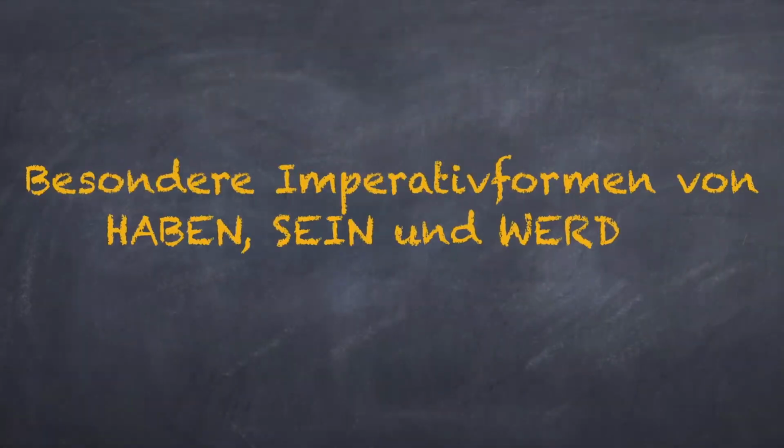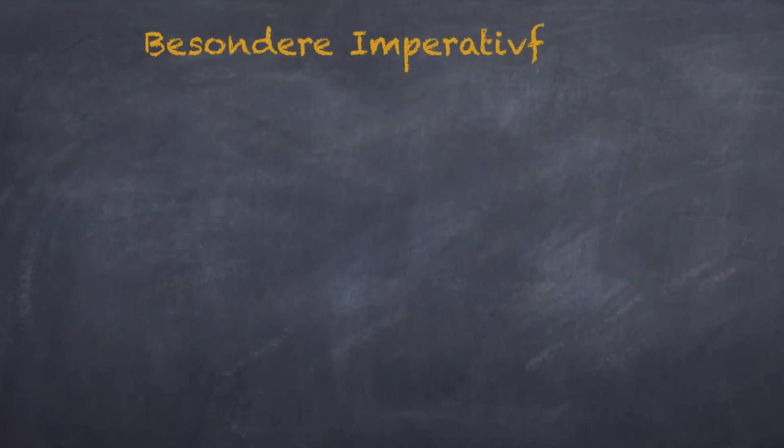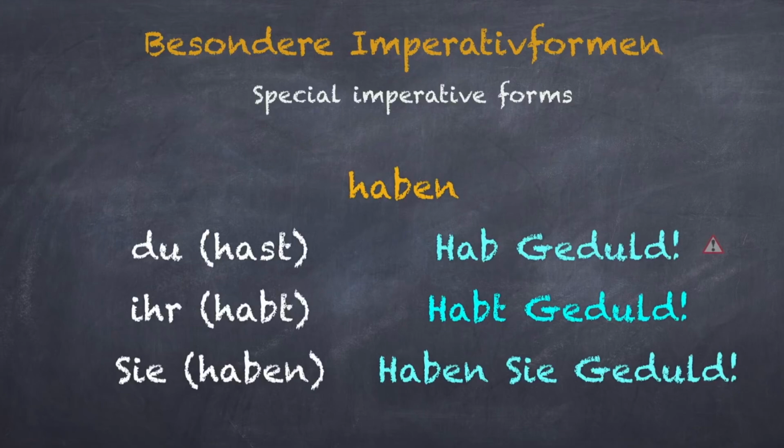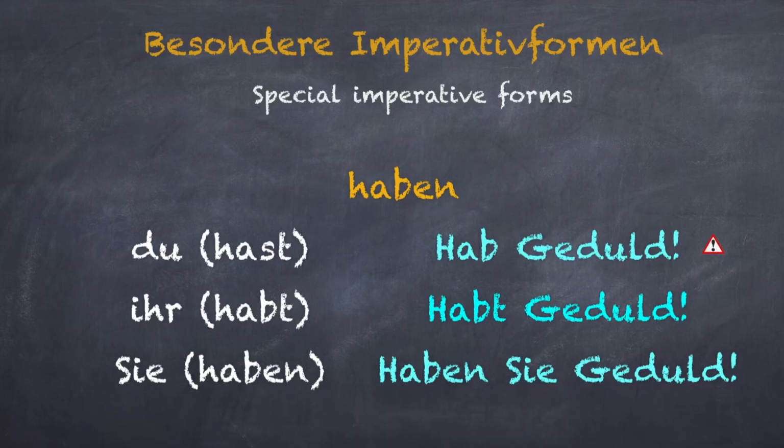Now we'll be doing some special verbs. Besondere Imperativformen von haben, sein und werden. Since these verbs are special, it's advised to learn the Imperativformen as it is. Let's go through them. The first verb, haben. For du form, you would say hab Geduld. For ihr form, habt Geduld. For sie form, haben Sie Geduld.